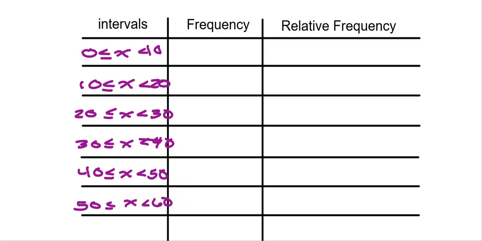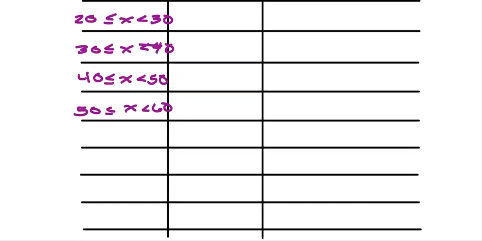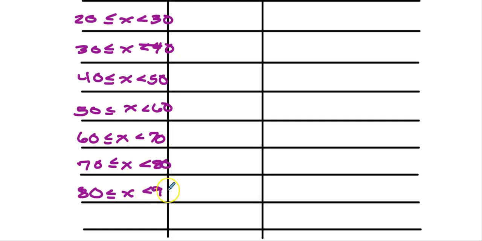And I do apologize, guys. My writing is normally better than this, but I'm using this little pad thingy. All right, so we got 60 to 70. It's a little bit better. We got 70 to 80. We have 80 to 90. We have 90 to 100.